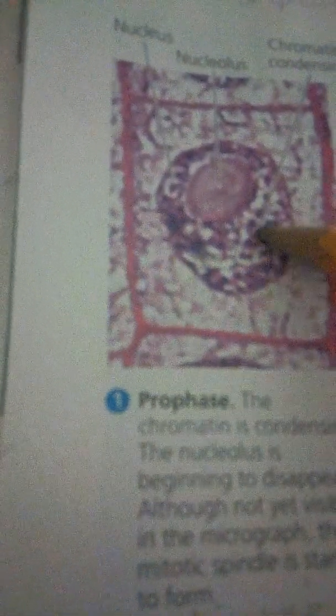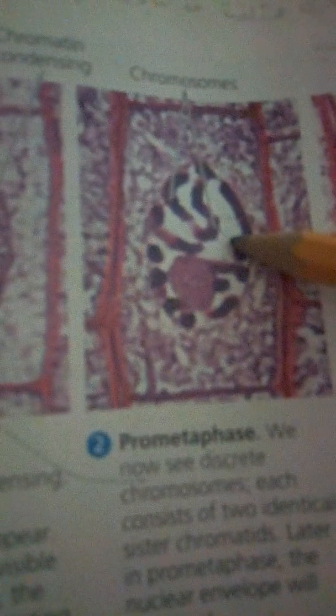This is a nucleus, and this one is a nucleus, and this one has chromatin condensing. The second stage is prometaphase. We now see discrete chromosomes. Each consists of two identical sister chromatids. Later in prometaphase, the nuclear envelope will fragment.